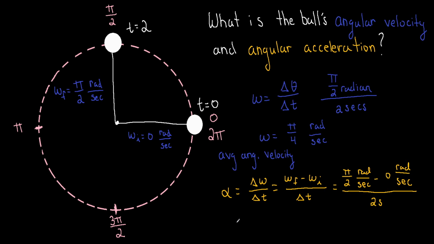And we can simplify this to get that our angular acceleration equals pi over 4 radians per second squared. And yes, technically this is our average angular acceleration. But if the angular acceleration is constant, which in almost all cases we will look at, then our average angular acceleration will equal our instantaneous angular acceleration.